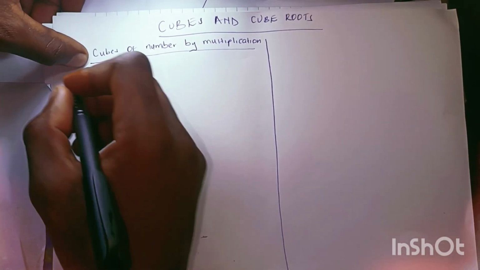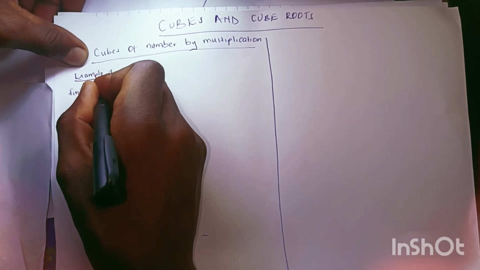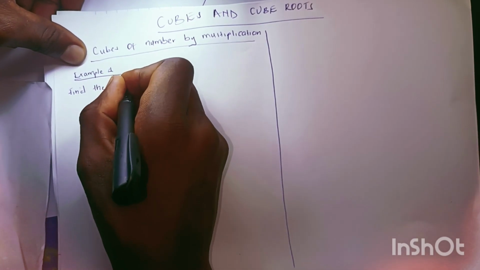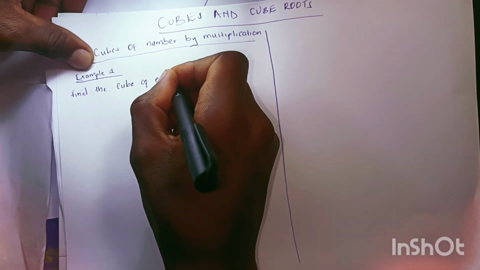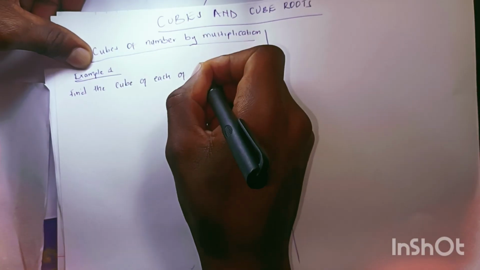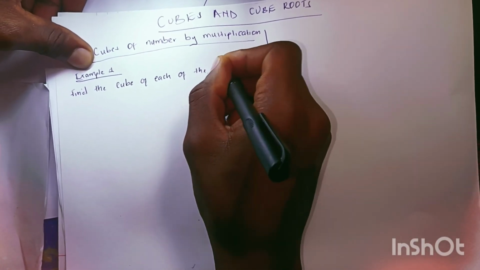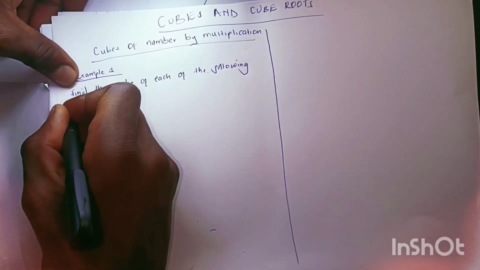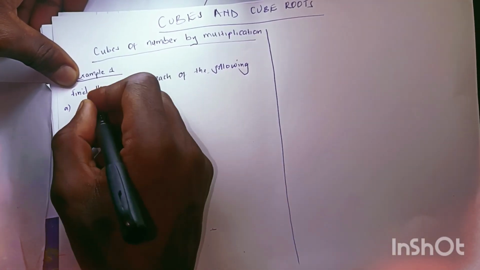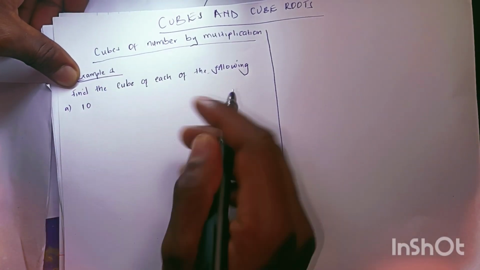So example 1, find the cube of each of the following. I'll have to touch all of them. This is example number 1. So here A, let me just begin with, let's say, 10. Find the cubes of the following.